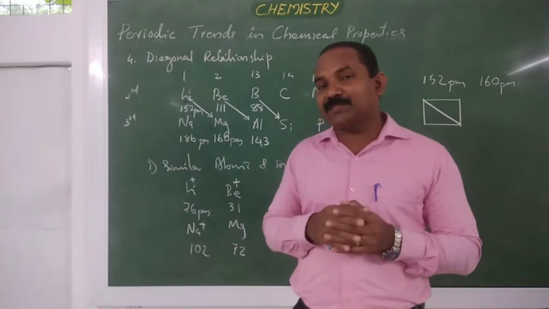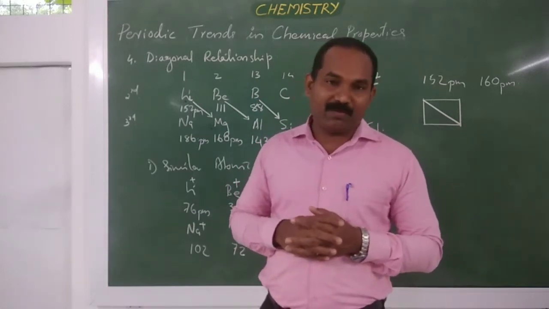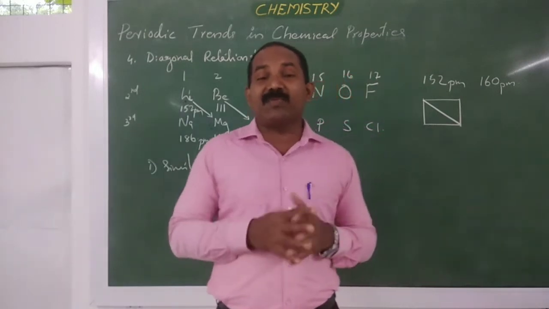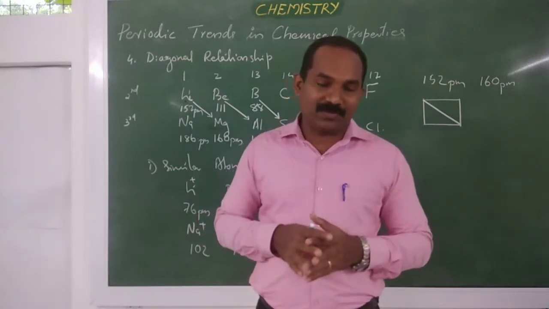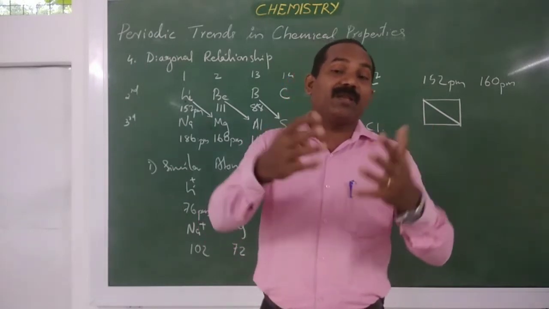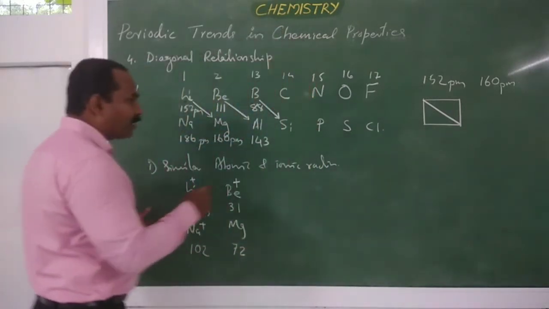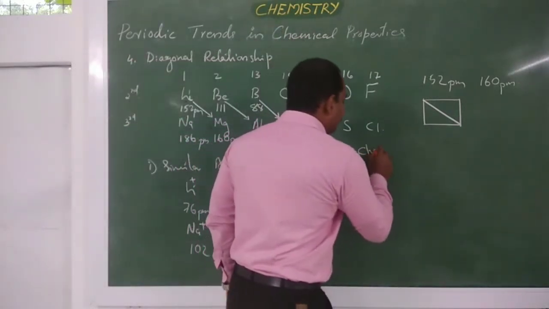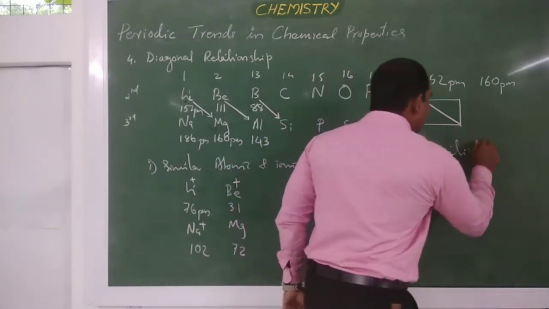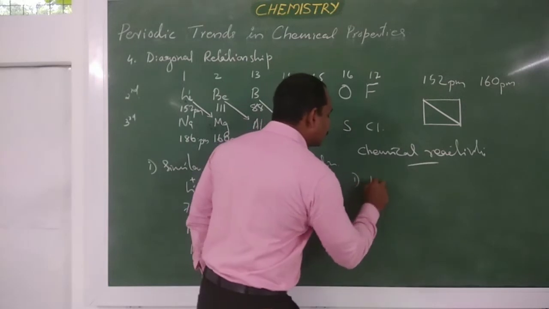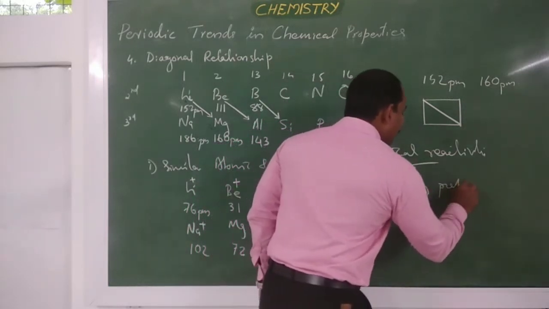The first one is oxidizing property and reducing property. What is reduction? Reduction means the element tends to give electrons. The element is ready to give electrons. That property is called reducing property. Chemical reactivity: the first is reducing property.